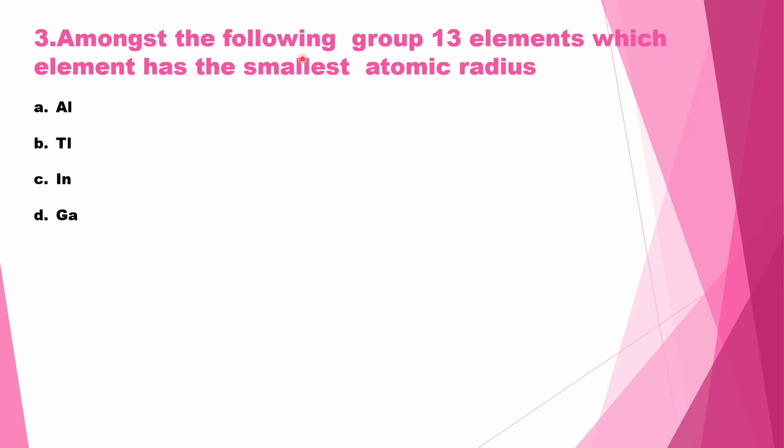Third question: amongst the following group 13 elements, which element has the smallest atomic radius? As we know, down the group atomic size increases because the number of shells increases. On the other hand, the nuclear charge increase with the increase in number of shells is not capable of reducing the atomic size.